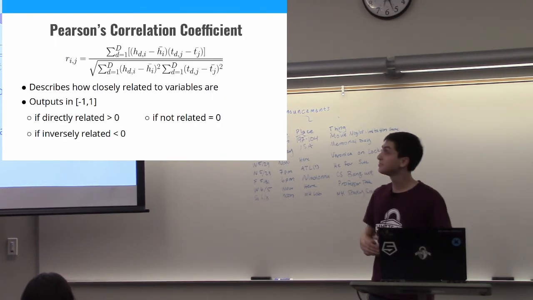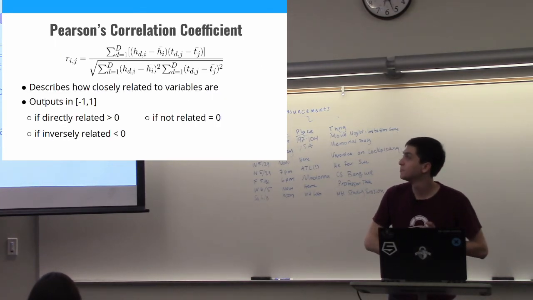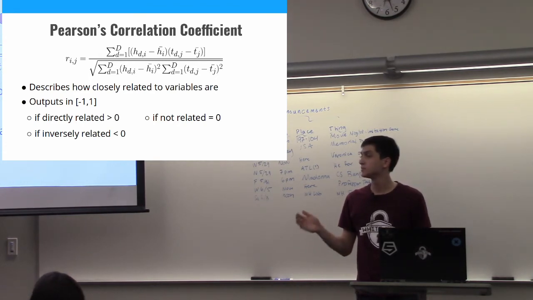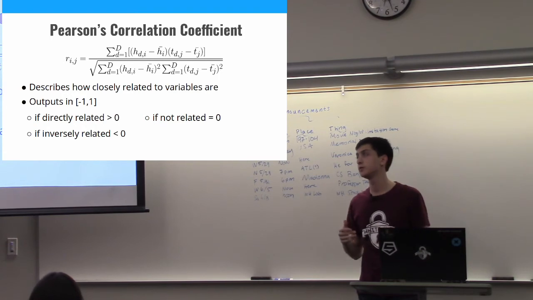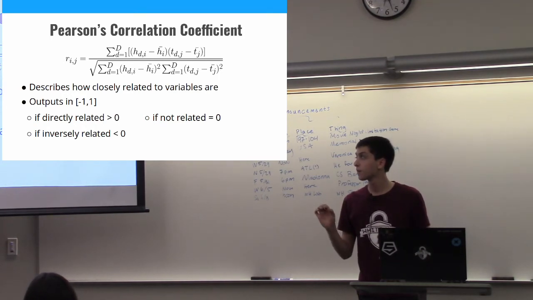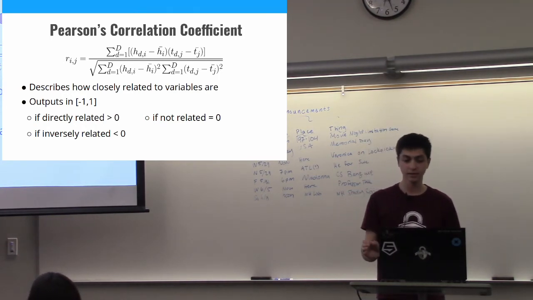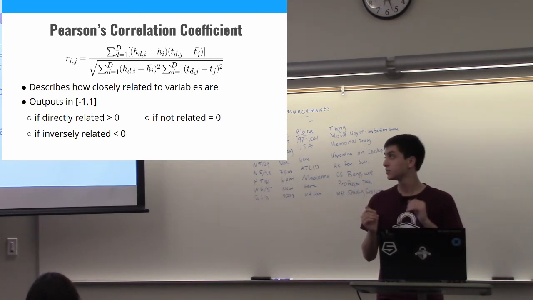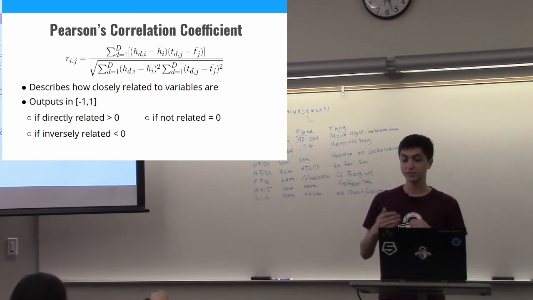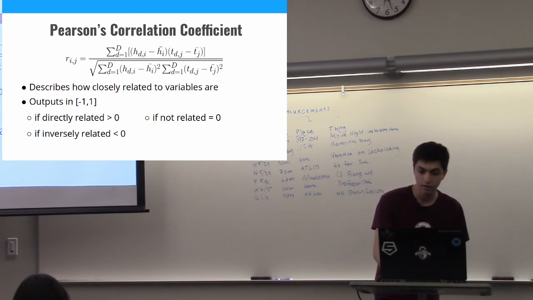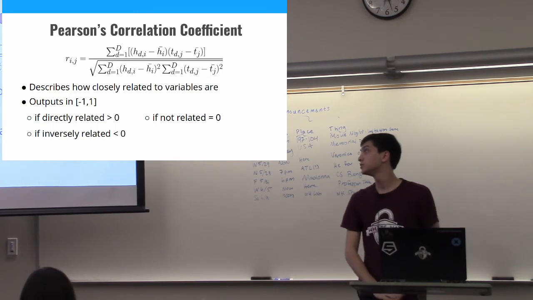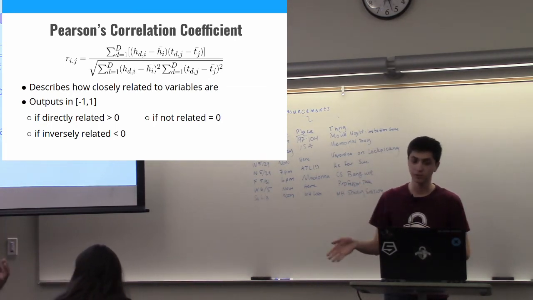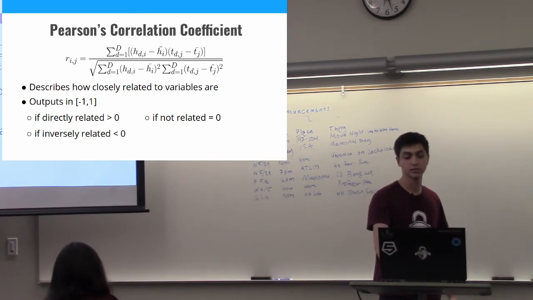Pearson's correlation coefficient basically describes how related 2 variables are. Its output is going to be between -1 and 1. It's greater than 0 if they're directly related, like if one increases, the other one increases. It's less than 0 if they're inversely related, and 0 if they're not related. That's not really too important. We just care mostly about what's going to give us the highest magnitude, because we want to find what's most correlated to our stuff.